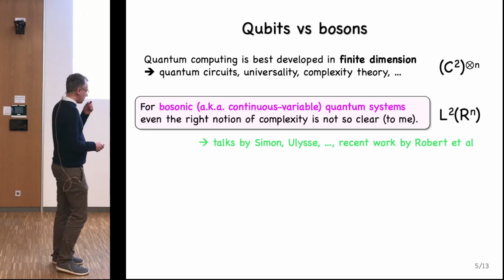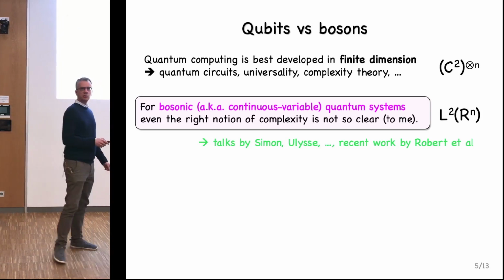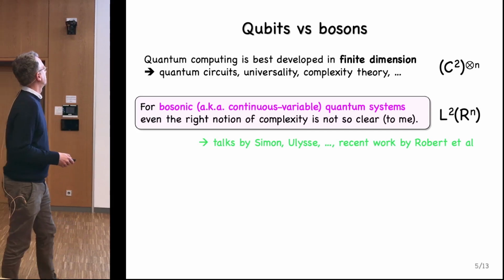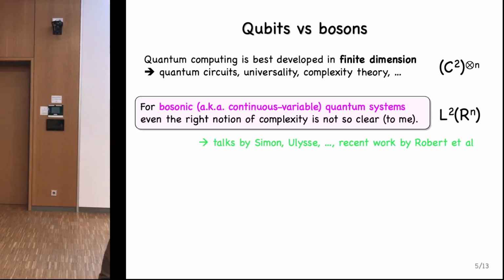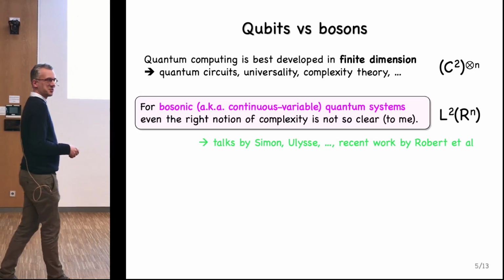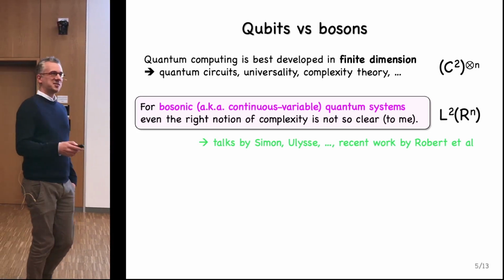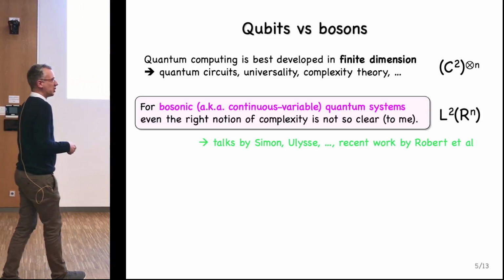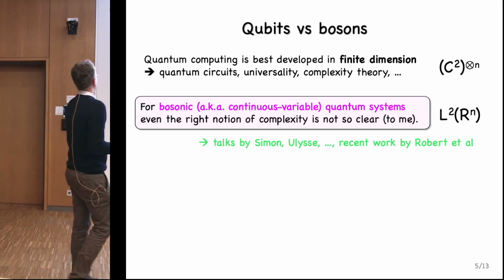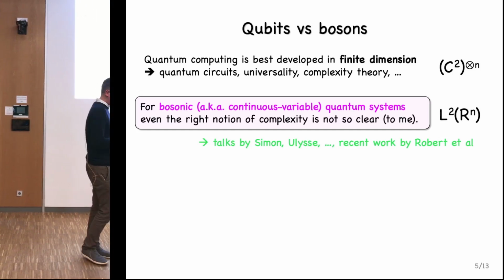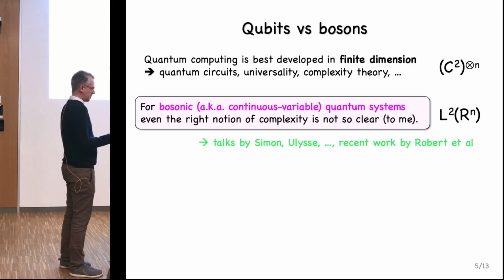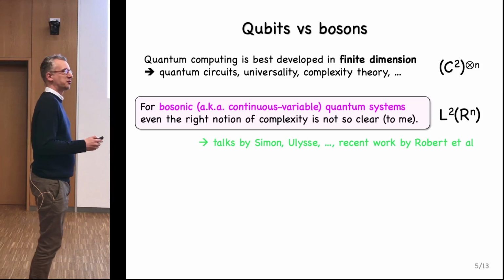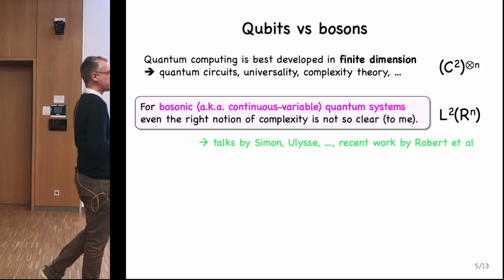All right, so I guess we all love bosonic quantum systems, but here's a little bit of prose. Despite loving them, maybe we still feel most comfortable in finite dimensions when we have the circuit model to rely on, when universality theorems are pretty clear and unambiguous, when complexity theory is super well developed, while bosonic or continuous variable quantum systems are, well, very ubiquitous. I think the right theory of complexity is still being developed, thanks to actually lots of people here in the room.